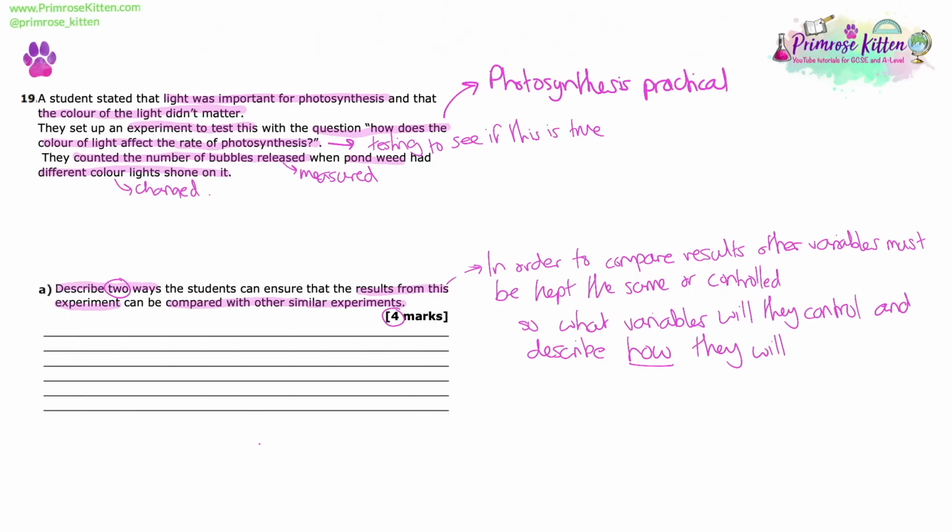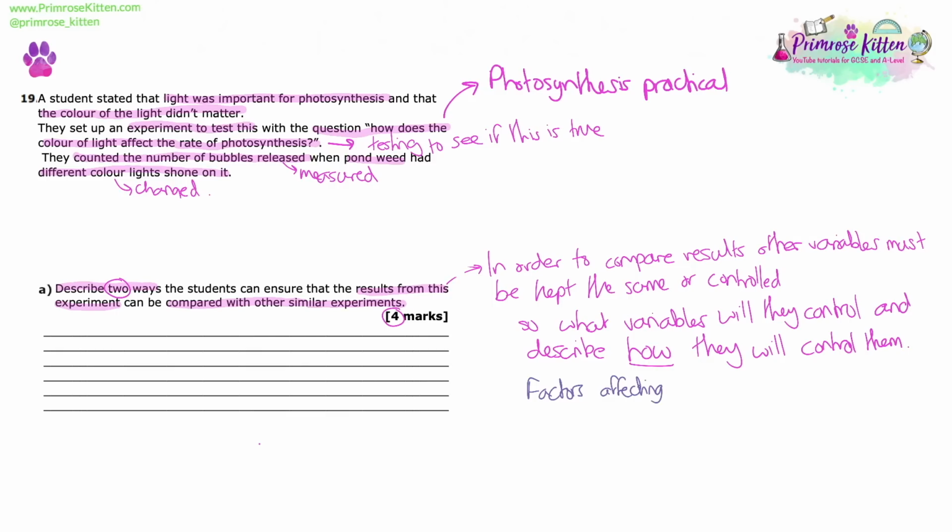What must we control in this experiment? Well, for any photosynthesis experiment, control variables need to be based around factors that affect the rate of photosynthesis, because that's what we're measuring. So depending on what we're changing, and in this experiment we're changing the colours of light, we will need to control all of the other factors that could affect the photosynthesis reaction.